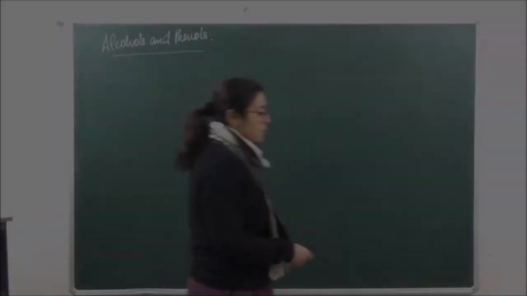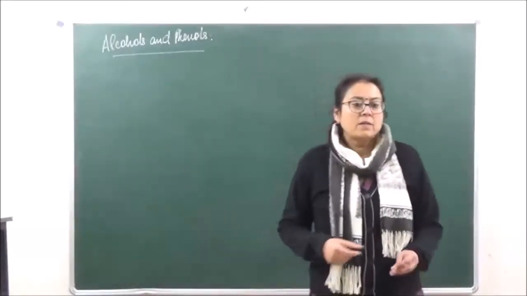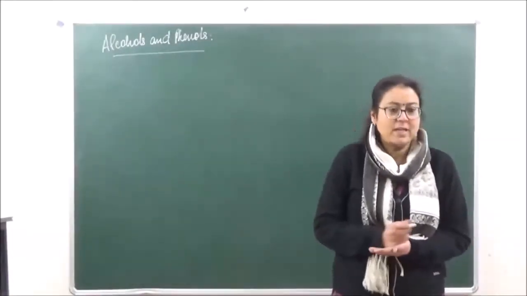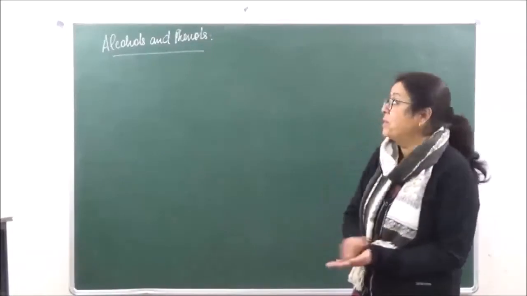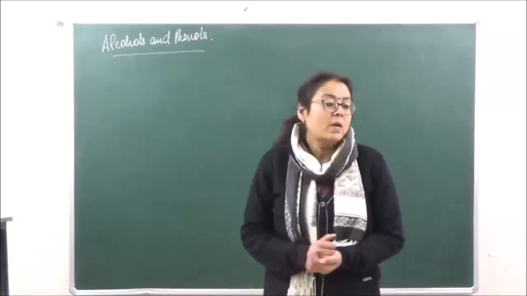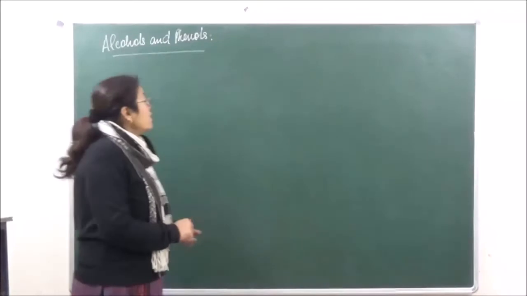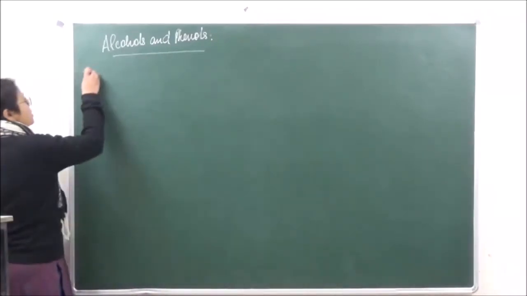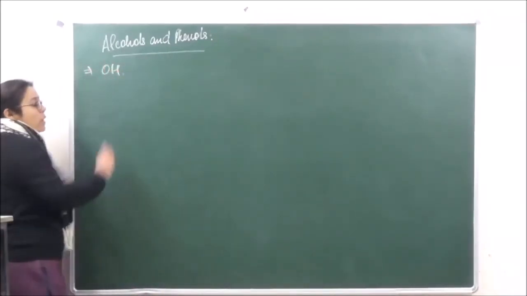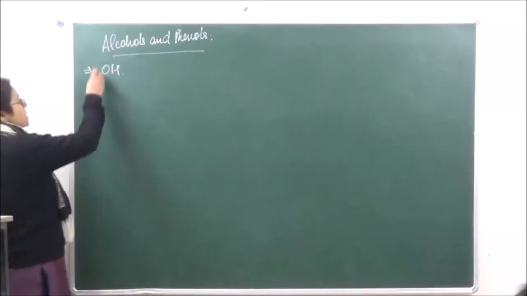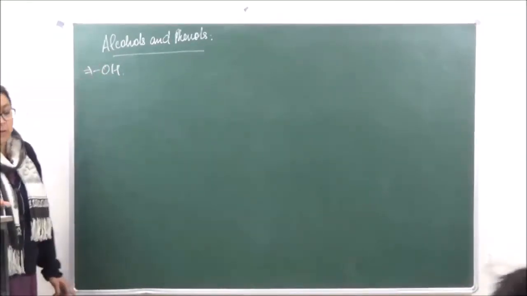Okay, let's start with this next chapter today. This is unit 11 of class 12, right? Organic chemistry, second book, second chapter. Alcohols and phenols. Now, what are alcohols and phenols? Alcohols and phenols have the functional group OH, right? So this is the hydroxy group which they are going to have.